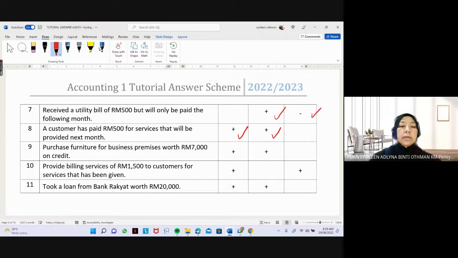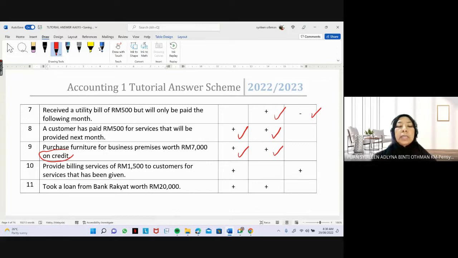Okay, alright. Number 9, purchase furniture for business premises worth 7,000 on credit. Okay, so bila kita purchase furniture, that means asset akan bertambah. Tapi sebab you berhutang, it's on credit. It's either on credit or on accounts. That means the term is in debts lah. That is actually credit terms, right? So bila kita berhutang, your liability will also increase.